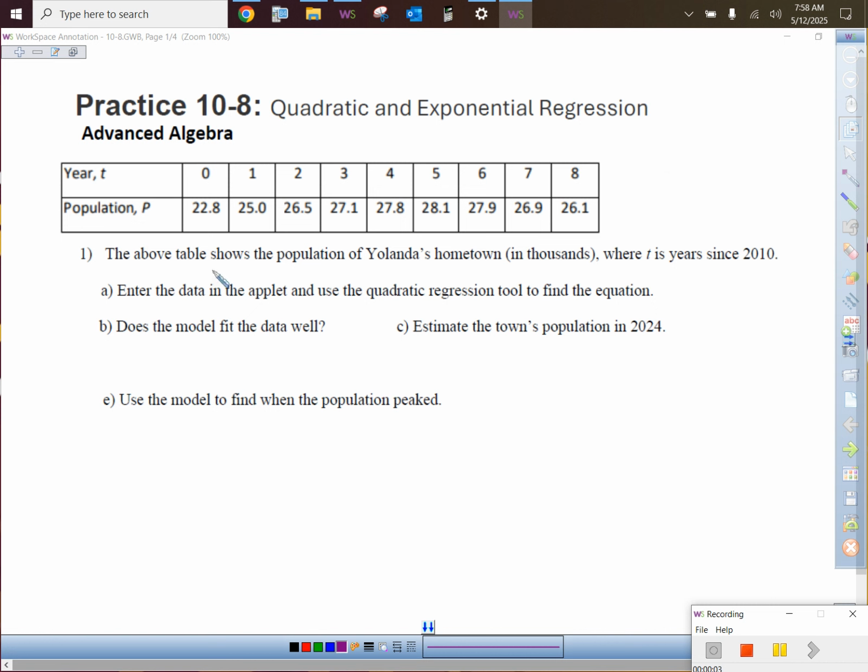So here, this table shows the population of Yolanda's hometown in thousands, where T is years since when? 2010. So what do you think about this right here, year 0? What year is it really? 2010. Cool. They say use the data in the applet and use the quadratic regression tool to find the equation.